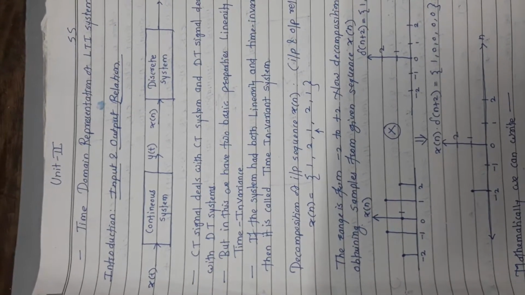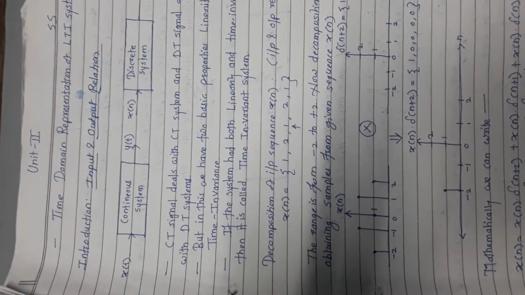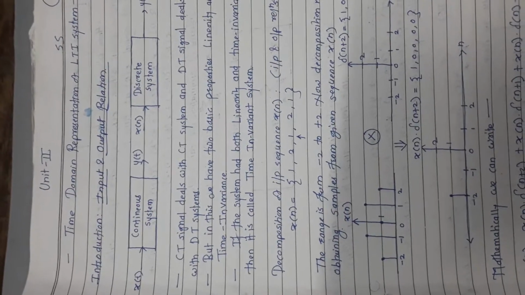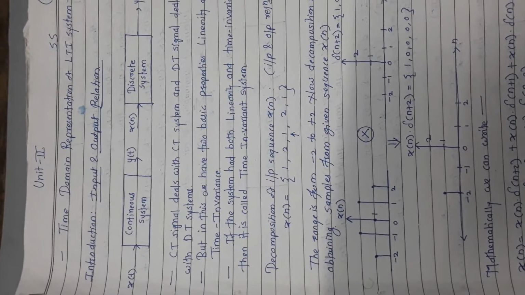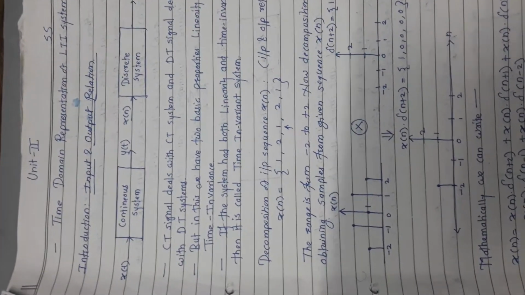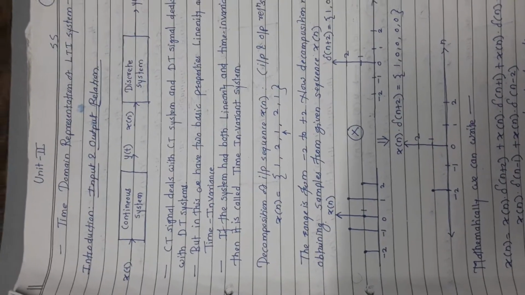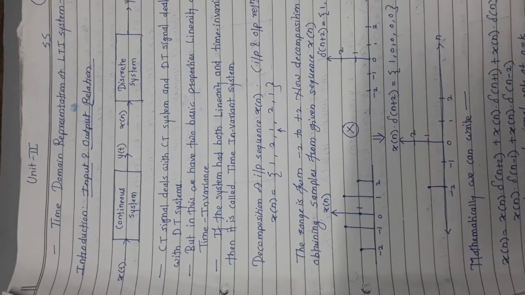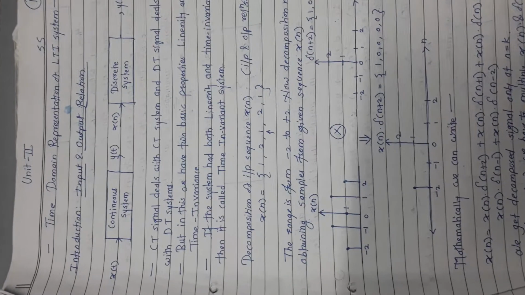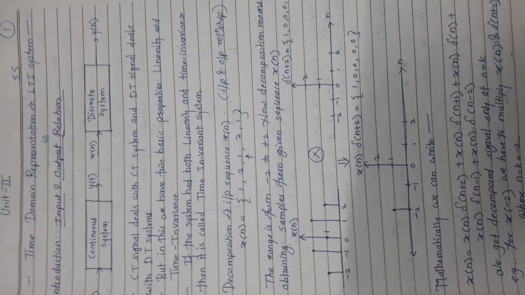So I have represented here x of t with a simple continuous system block diagram, and it has output y of t. Another system I have represented over here is a discrete time system. Generally, while representing continuous time and discrete time systems, we use different prefixes: x of t and x of n is the difference between them. If x of t is the continuous time input, then the output is y of t, and if x of n is a discrete time system input, then the output is y of n.